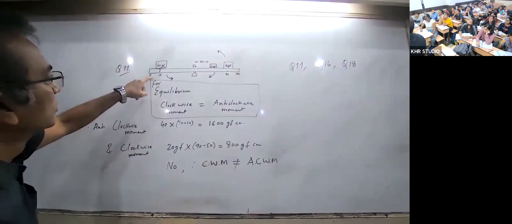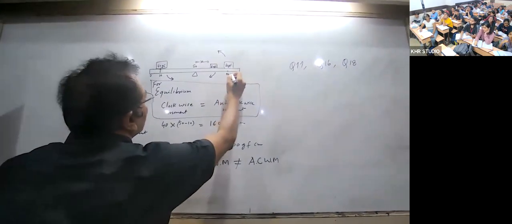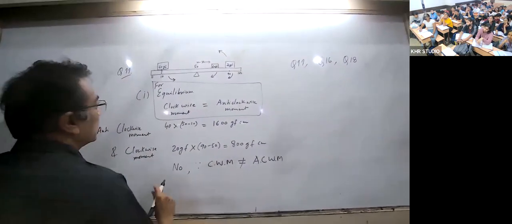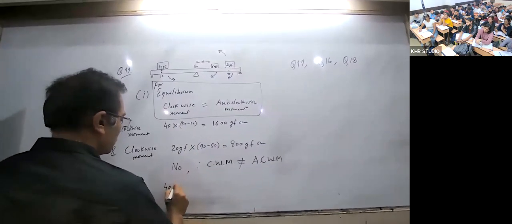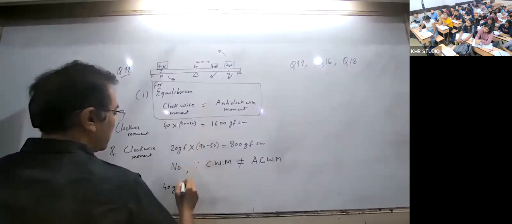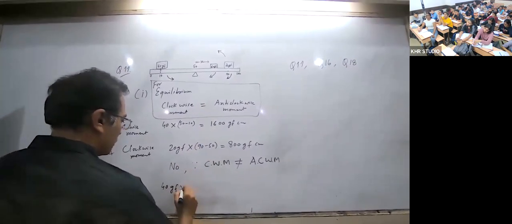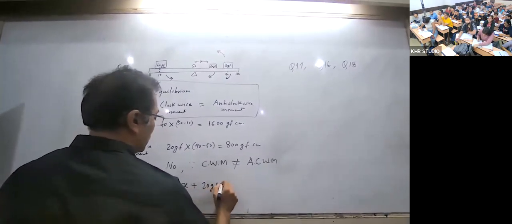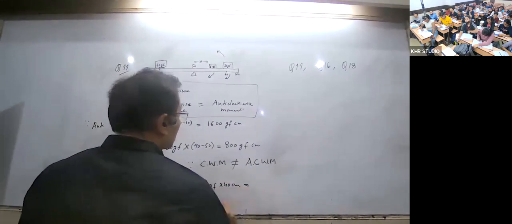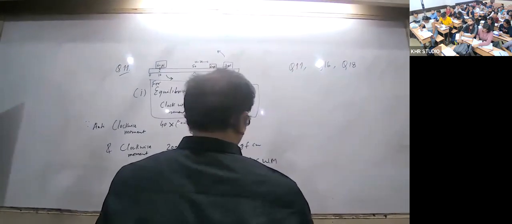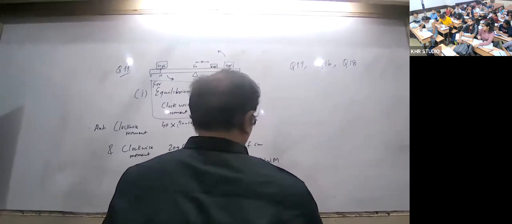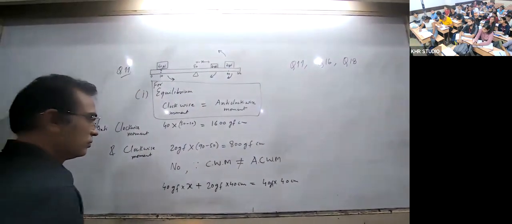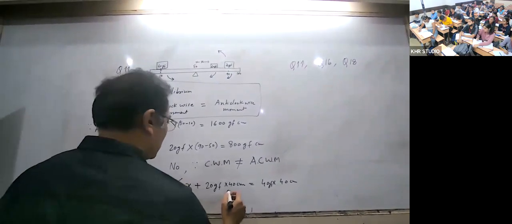So there are two clockwise moments and one anti-clockwise moment. Clockwise first: 40 into x, plus 20 into 40 centimeter, is equal to 40 into 40.